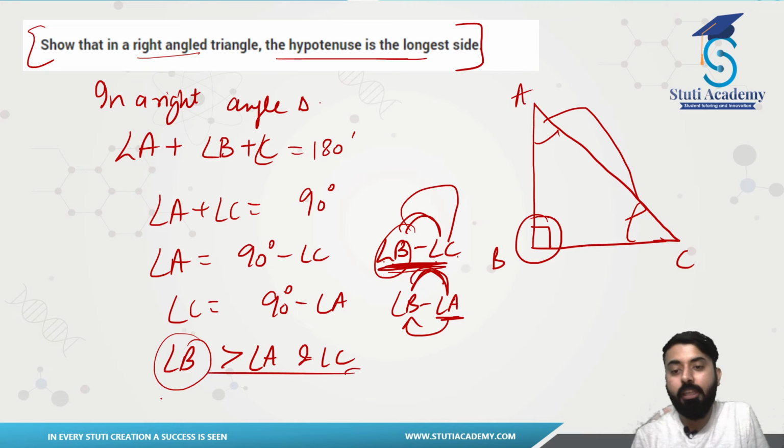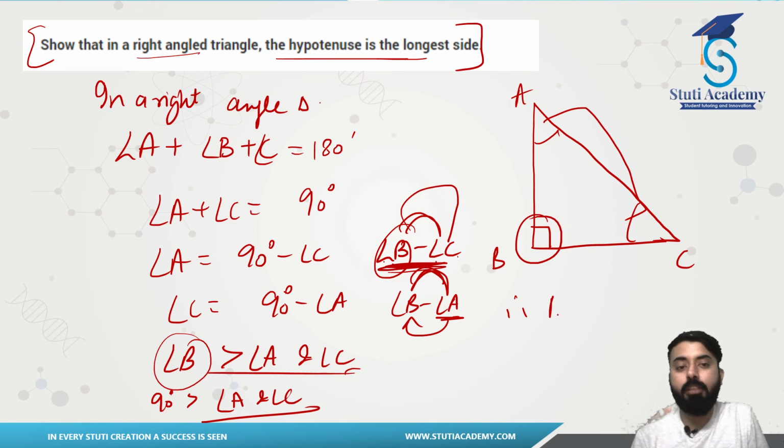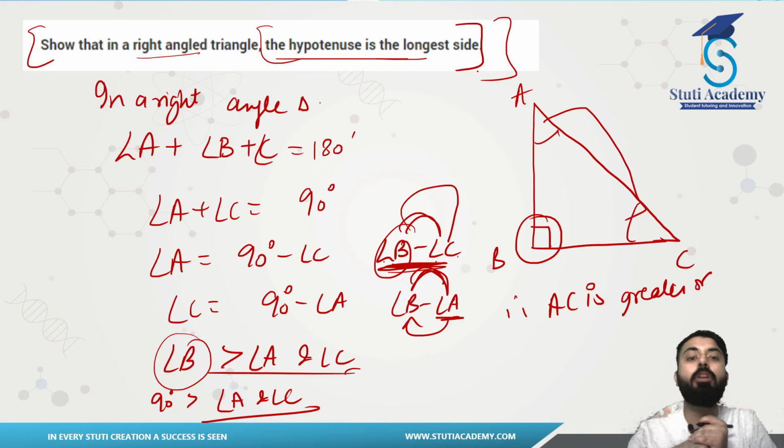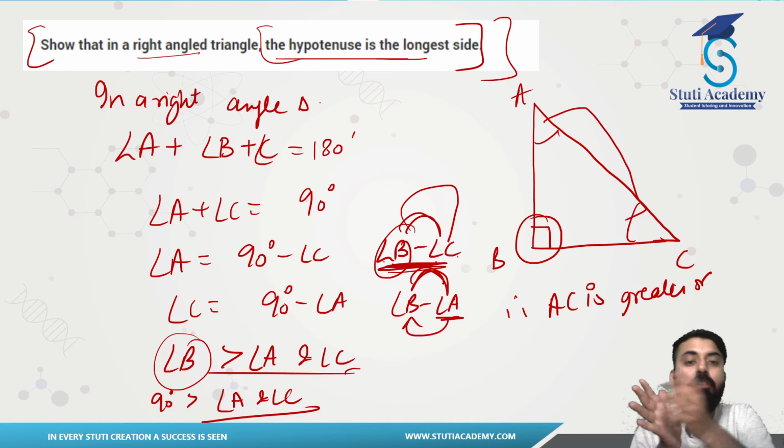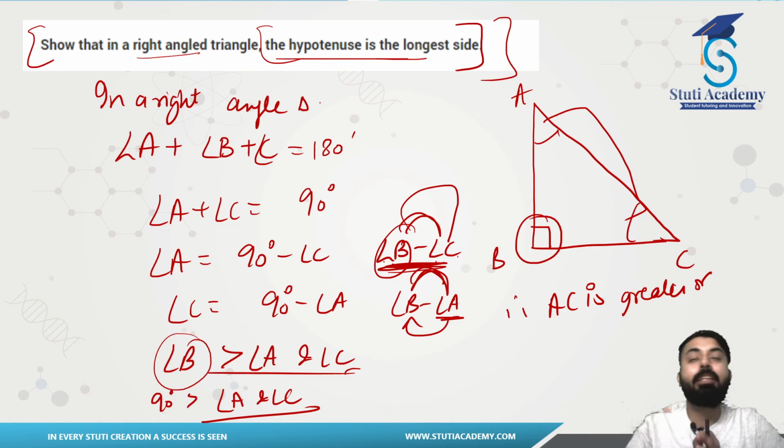So you guys see the 90 degree angle is greater than angle A and angle C. The side opposite to the greater angle is greater. Therefore, you can say AC is greater, or you can say the hypotenuse is the greatest side, or the longest side, because 90 degrees is greater than both angle A and C taken separately, but it is exactly the same as their sum together. So they individually will be less than 90.